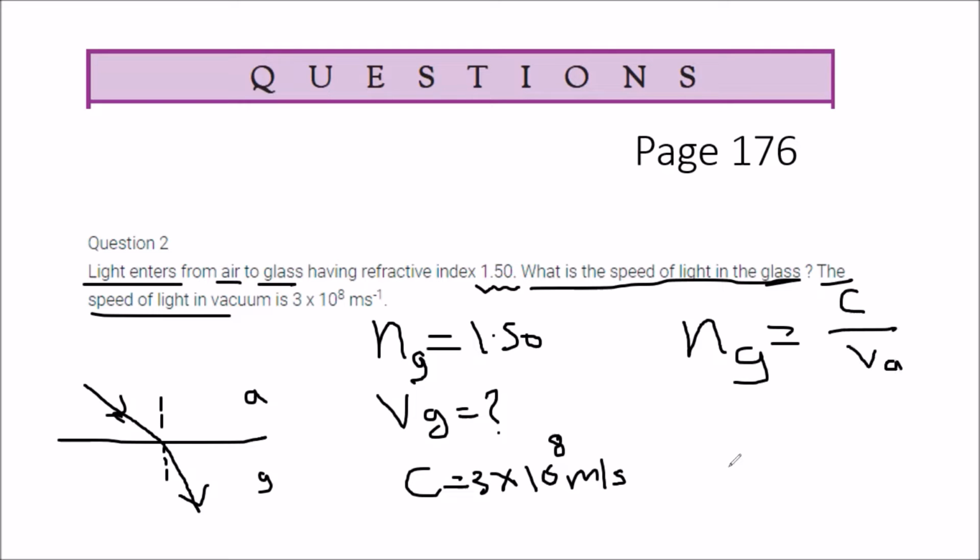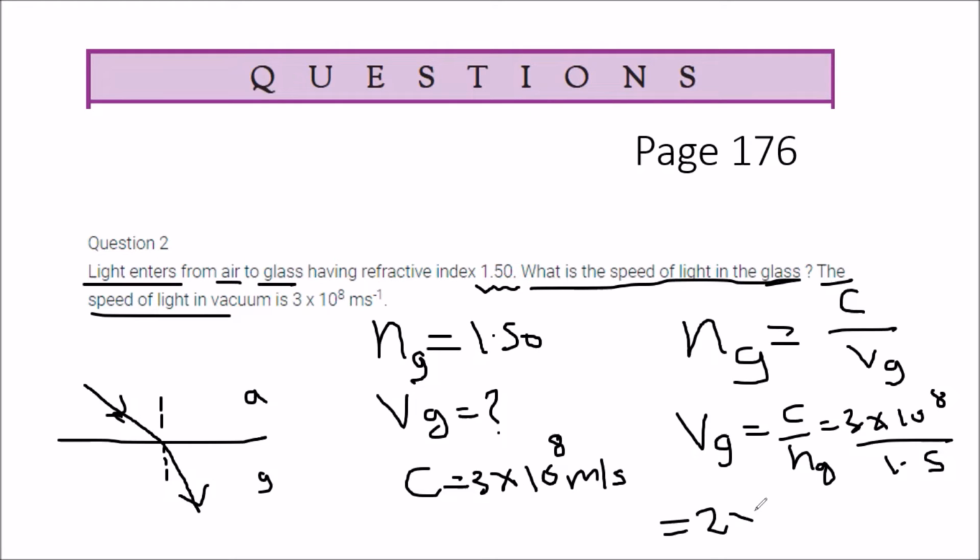Now we have C, we have the refractive index of glass, and we have to find VG, which is the speed of light in glass. So this would be C upon NG. And now we know the respective values. So it is 3 into 10 raised to 8 and NG is 1.5. So basically 3 upon 1.5. So the answer comes out to be 2 into 10 raised to 8 meter per second.